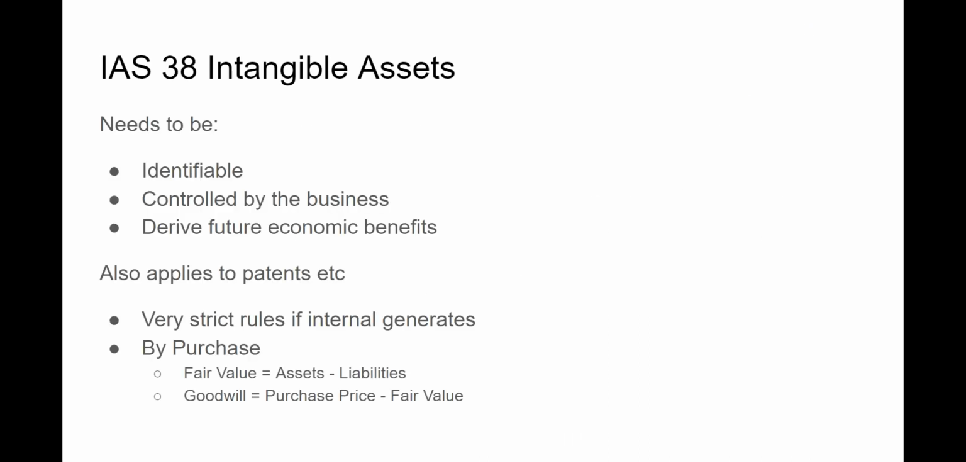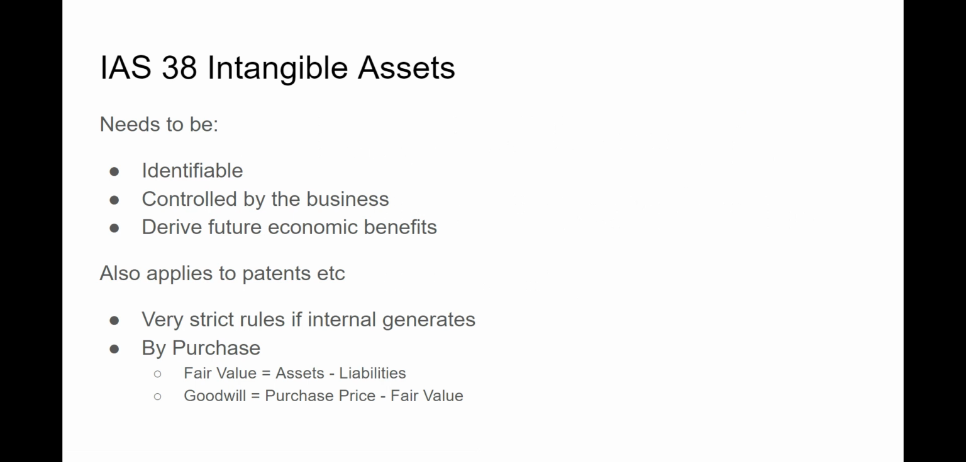Okay, goodwill is covered by IAS 38, which is intangible assets, and the International Accounting Standard doesn't just look at goodwill, but it also looks at other things like purchasing patents, brand names, etc. There are three key things that goodwill needs to be identified as having.